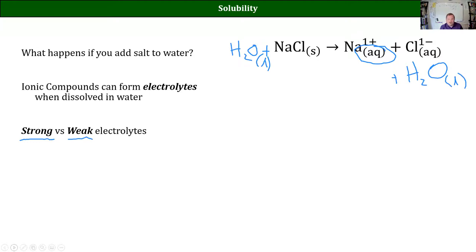Just like in algebra, if you had plus X on both sides of an equation, you could just subtract X from both sides and it disappears. It's like it wasn't even there, right? The net equation, meaning only the things that are changing, just looks like this.